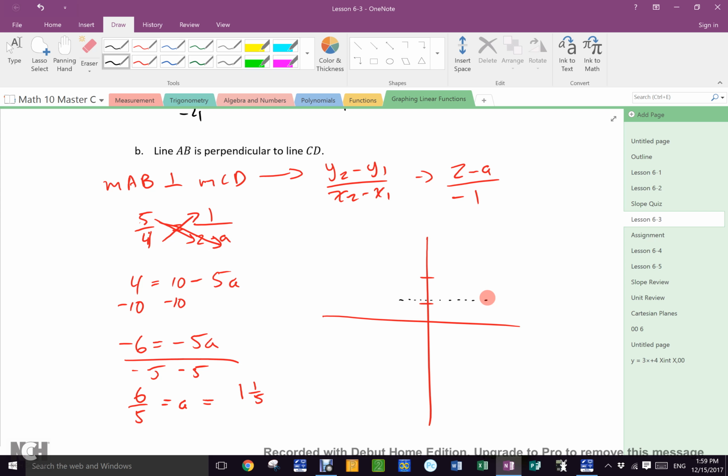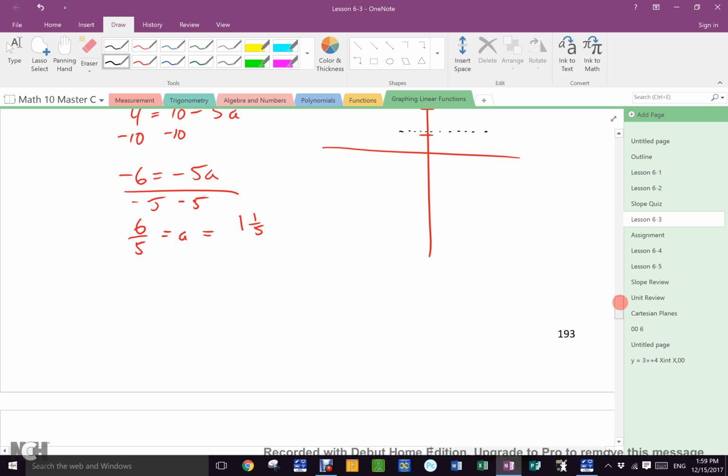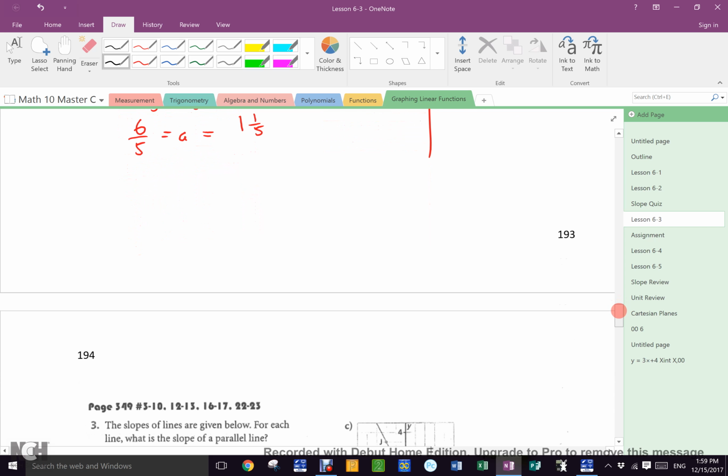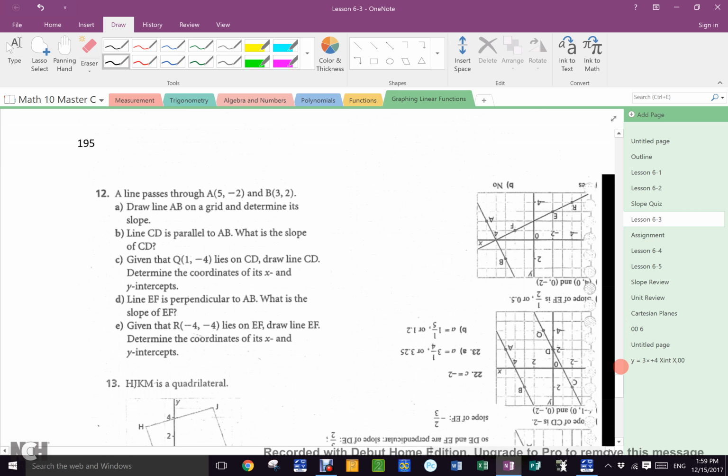Easy peasy, right? Perpendicular, what do? Flip and change the sign. Parallel, what do? Keep them the same and see if they're equal. Easy peasy, right? Okay, you have 26 minutes while I come around and get your score on the quiz from yesterday and your score on the assignment from today to work on page 194 and 195.